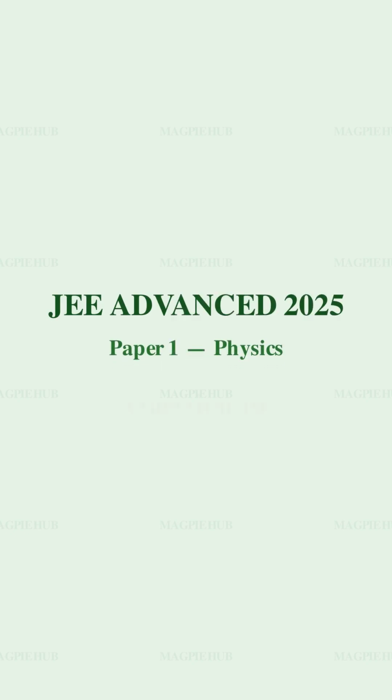JEE Advanced 2025, Paper 1, Physics, Question 16. Let us first visualize how energy depends on atomic number Z for different physical phenomena.